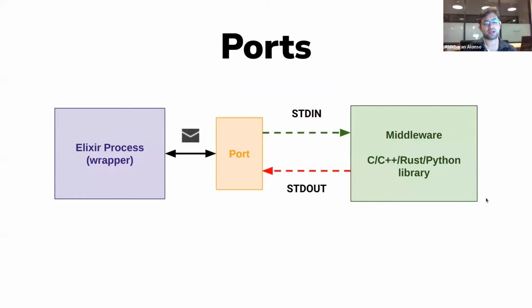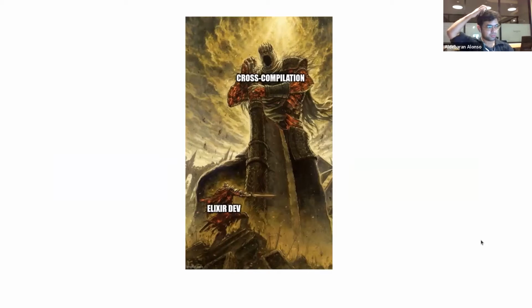Here we have to write an Elixir wrapper, a library like a middleware, and use an Elixir port as an interface between them, using standard input and standard output as a communication channel. It involves a little more effort, but it's more controlled and safer, in a way that if anything crashes, a supervision tree can help you restart the whole process. However, the most important thing about using ports is that you have to handle the cross compilation.